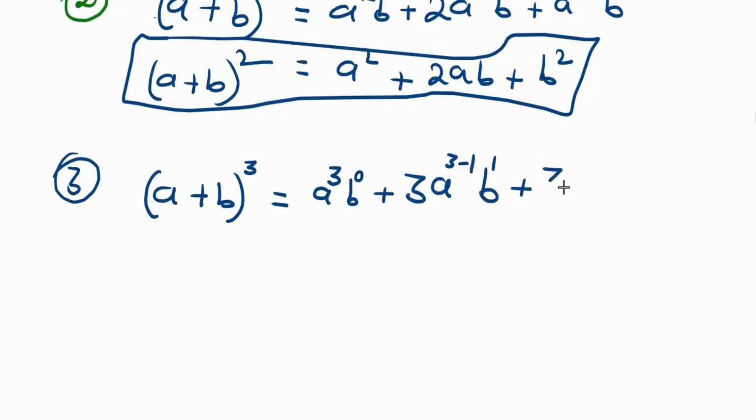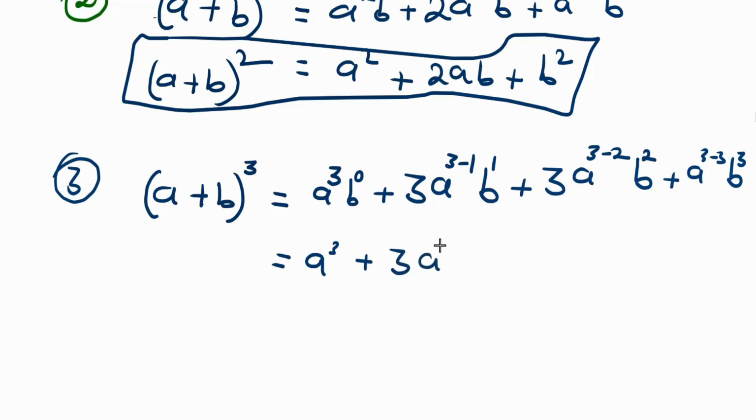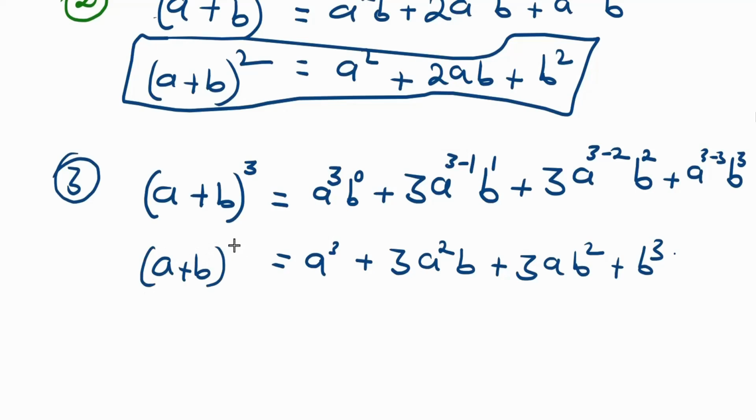Plus, the coefficient is 3 multiplied by a raised to power 3 minus 2, then b raised to power 2, plus the last coefficient is 1, which is a raised to power 3 minus 3, multiplied by b raised to power 3. As we simplify, this gives us a power 3 plus 3 a power 2 b plus 3ab squared plus b power 3. So simply, a plus b raised to power 3 equals this expression.